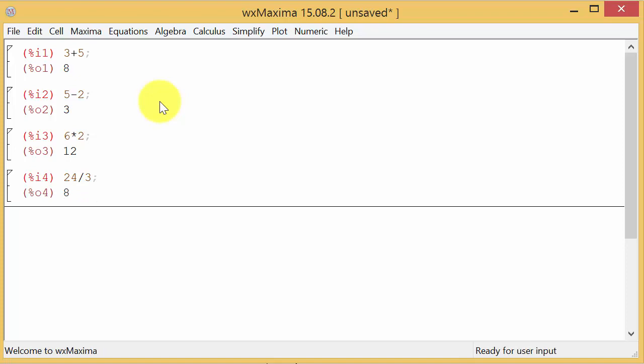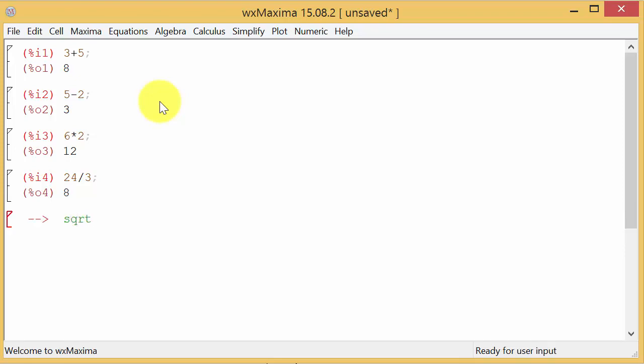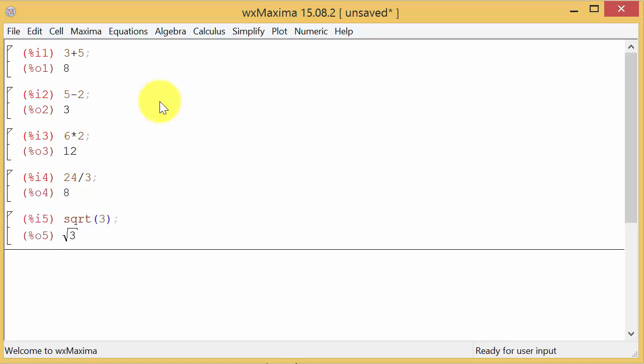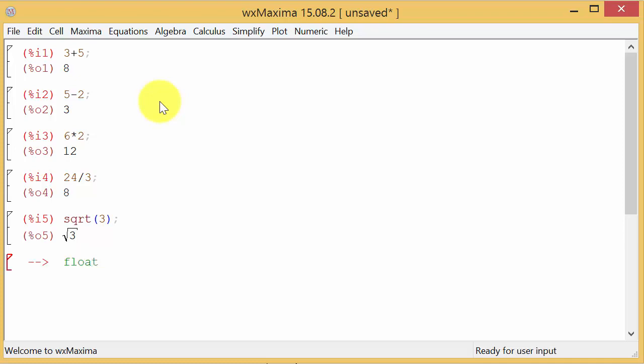Square root of 3. So let's do square root. That's SQRT, and then in parentheses, we put the 3. You notice that wxMaxima just returns the square root of 3. To get the decimal approximation, we need to do float of square root of 3.